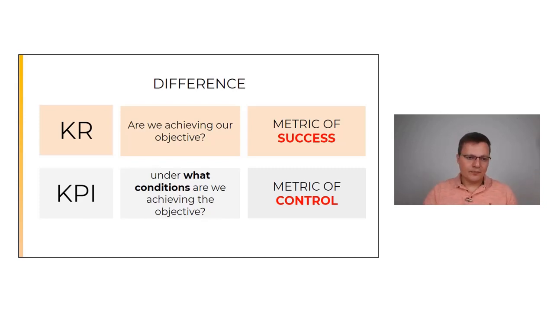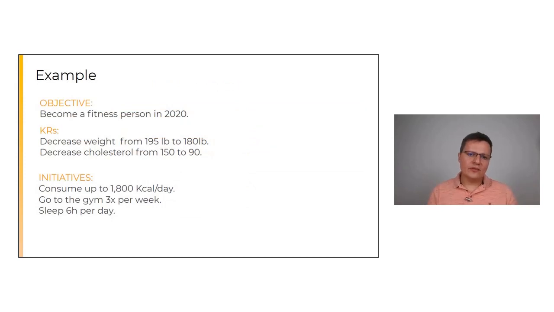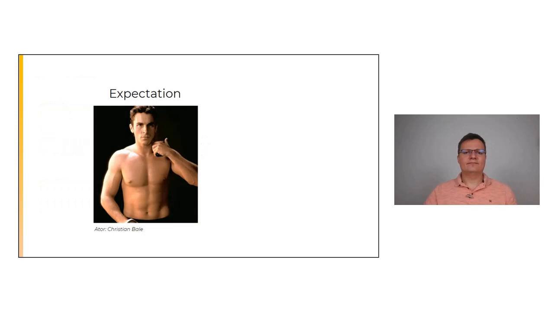So let's go to an example. Remember the example that we want to become a fitness person in 2020? So our KRs here are to decrease the weight and decrease cholesterol, with some initiatives: consume up to 1800 kilocalories per day, go to the gym 3 times per week, and sleep 6 hours per day. So after 1 year, I did all these initiatives, I decreased my weight, I decreased my cholesterol, and my expectation was that I would be like Christian Bale, in shape, fit.